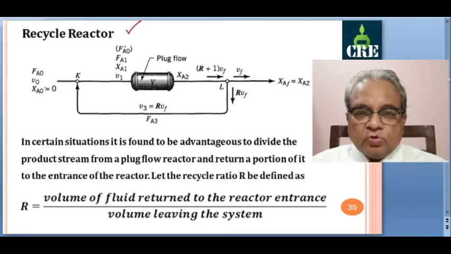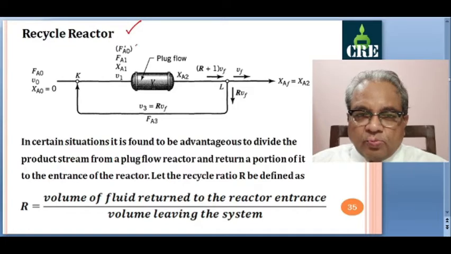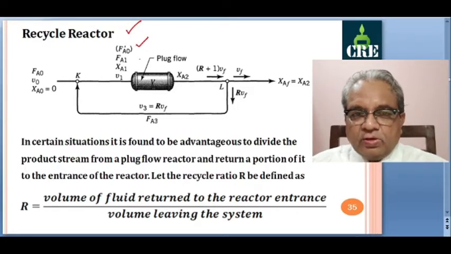So we see these notations. This K is the point where the fresh feed and the recycled feed meet. L is the point where the product stream from the reactor splits into two. The final product is taken out of the system and part is recycled with recycle ratio R. So FA0, XA0 is 0, this is V0. Entering is V1, leaving is V2. This is FA0 prime, then FA1, XA1, V1.